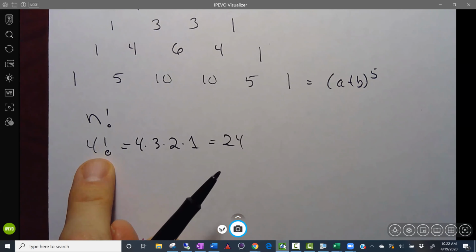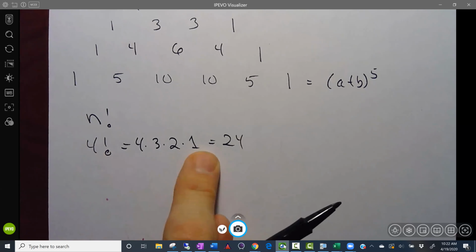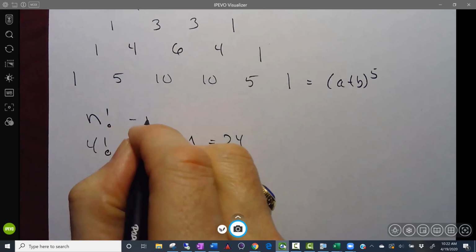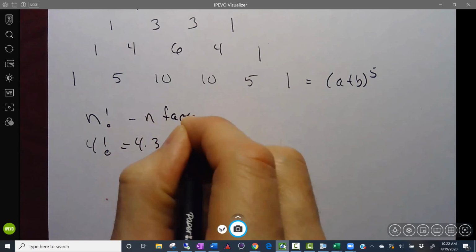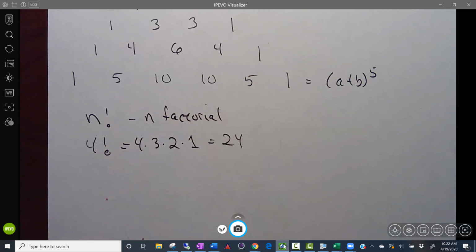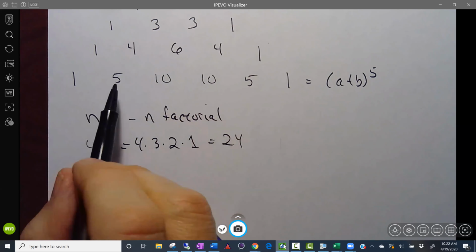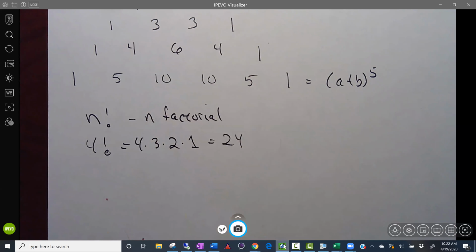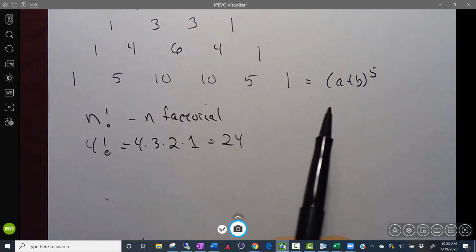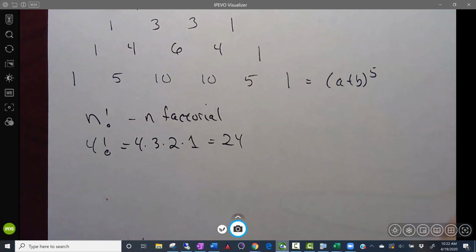If this was an English class, this would be 4, but it's a math class. So it's 4 factorial. So n factorial is what this is. And this formula is used to help calculate the coefficients in Pascal's triangle. Now, you don't have to use the formula. You can write out as many levels as you need.